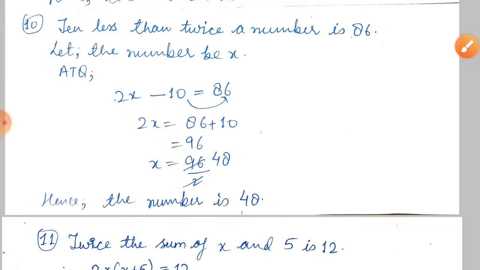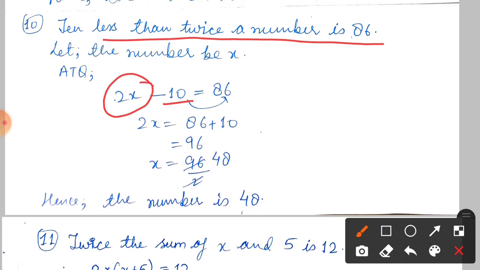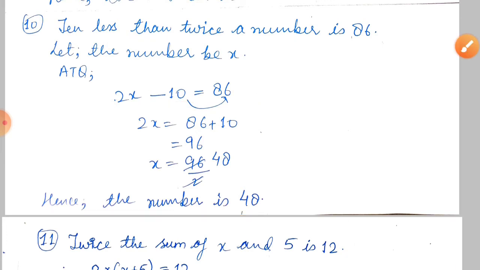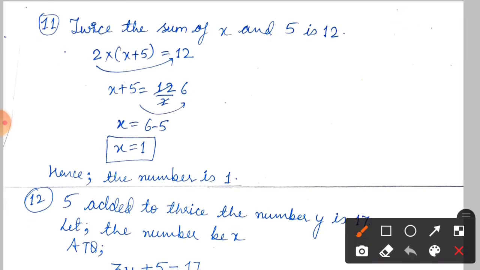Now come to question number 10. In question number 10, what we need to do? 10 less than twice a number. The words "less than" are there, which means we have to subtract 10. Twice a number means 2 multiplied by x. So 2x minus 10 is equal to 86. After simplification, what do we get? The number is 48.